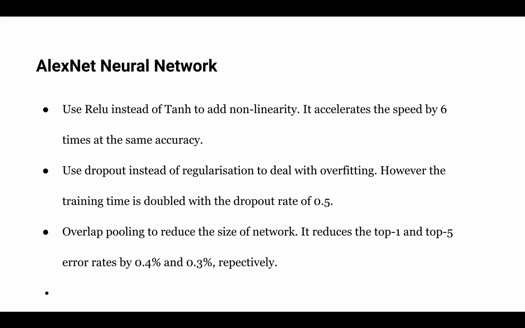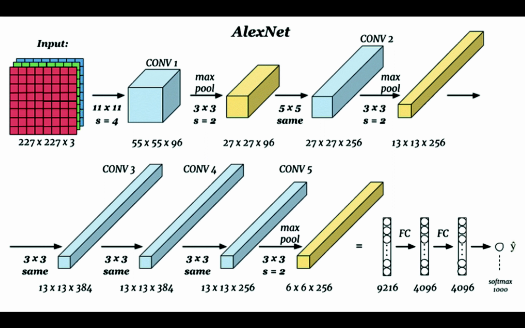So those are the basic features: ReLU, dropout, and the pooling layer. The pooling layer also reduces the complexity of the network. How they introduced it and how they used it, we are going to discuss now.